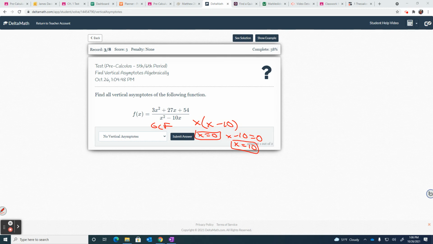And then we need to check them. So in this one we would get 0, it's going to be 54, so it's okay. When we plug in 10, you should be fine with that one as well, because you would get all positive, so it should be fine. There is some where you have to cancel them though.